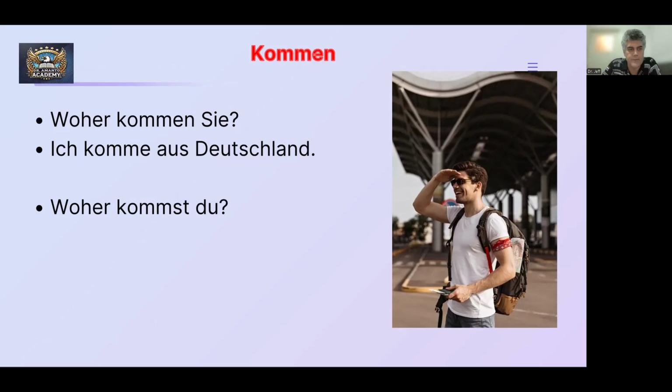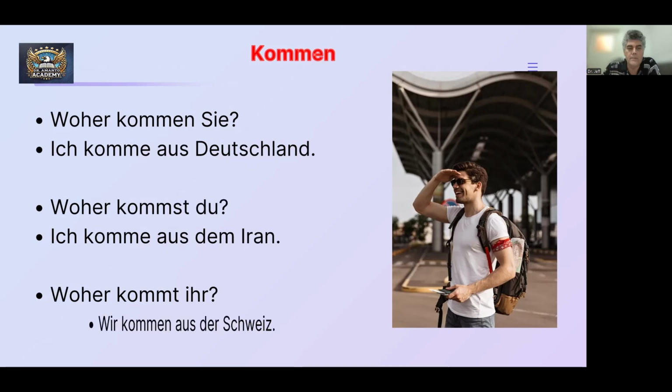Woher kommst du? That is informal. Woher kommen Sie? Woher kommst du? Ich komme aus Deutschland. Woher kommst du? Ich komme aus Österreich. Woher kommst du? Ich komme aus Frankreich. Ich komme aus dem Iran. Ich komme aus der Türkei. Ich komme aus der Schweiz.